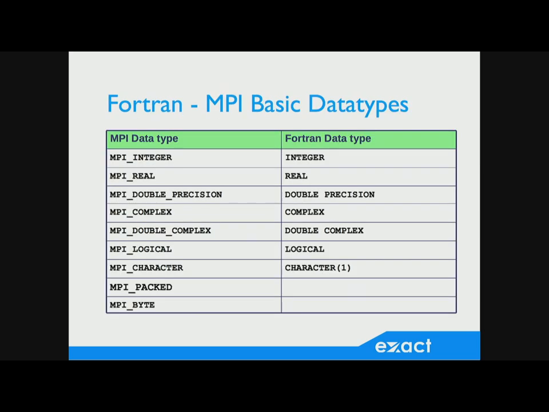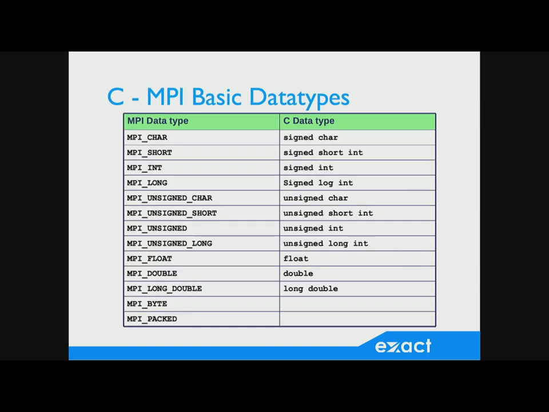These are the Fortran MPI basic data types: integer, real, double precision, complex, and so on. That is the equivalence here. By the way, MPI_PACKED and MPI_BYTE are not directly available as Fortran data types, but you have this extra data type. And this is the C data types, the MPI basic data types for C: MPI_CHAR, short, int, long, unsigned, unsigned short, and so on. Again, byte and packed are not mapped directly onto the language.